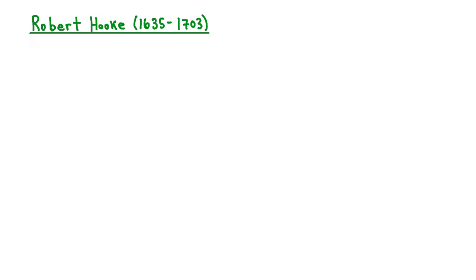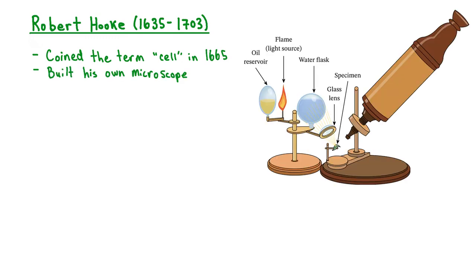The beginning of the historical development of cell theory starts with Robert Hooke. Hooke was an English scientist and architect who coined the term cell in 1665. He built his own primitive compound microscope, much like the one shown here, which is a microscope with 3 sequential lenses. And using this microscope, he made several observations that he published in a book called Micrographia.